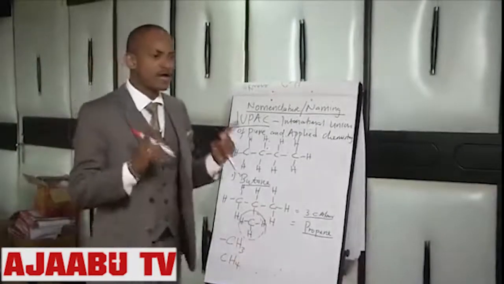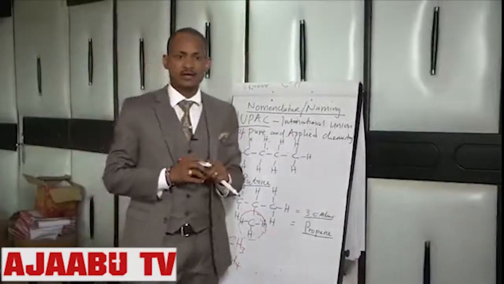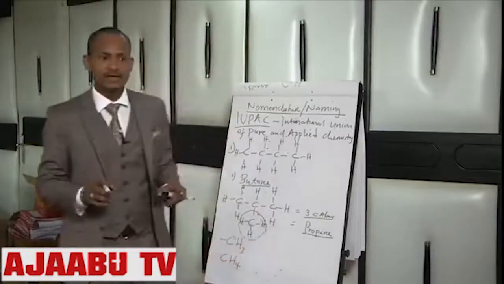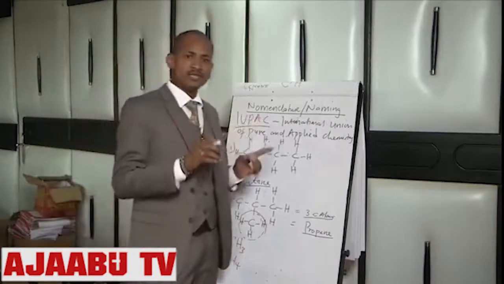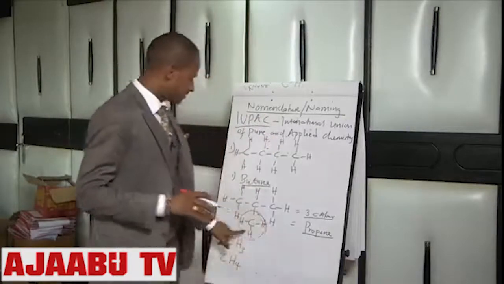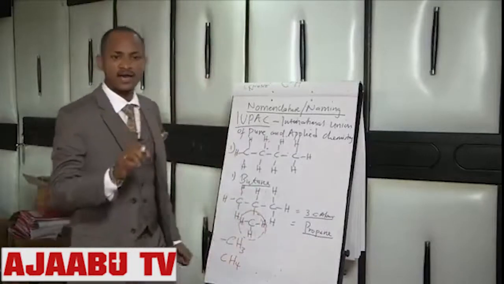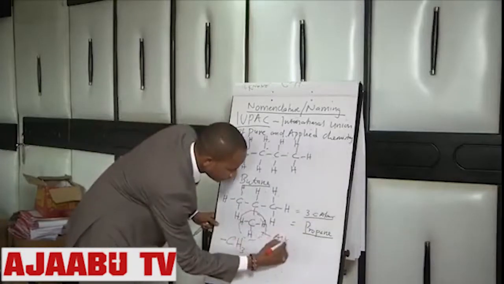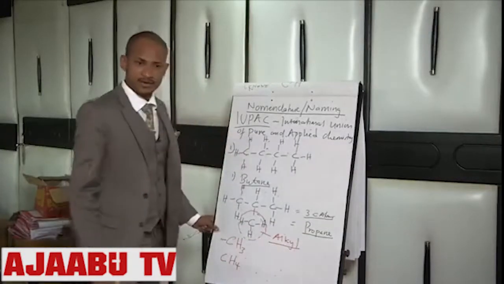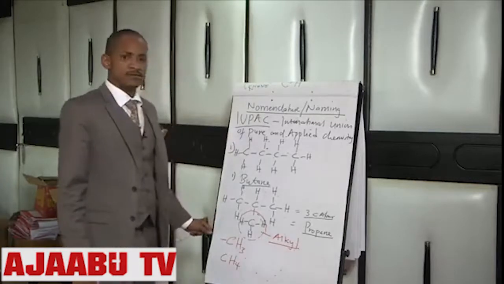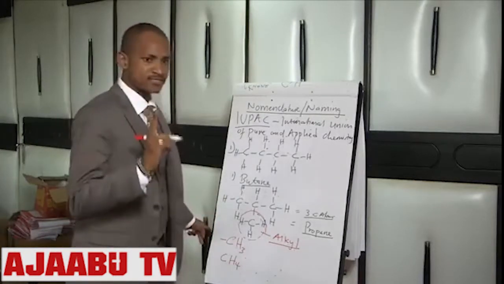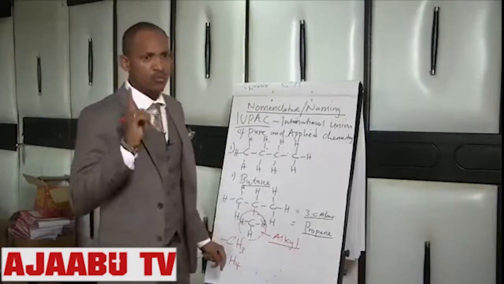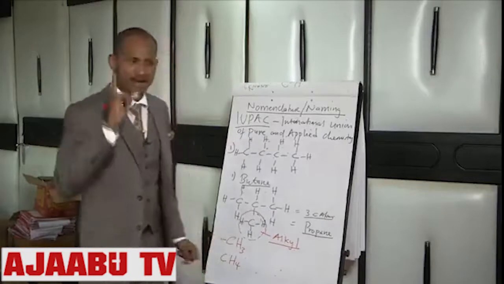Therefore, an organic compound, an alkane from here, an alkane with one hydrogen atom less in our situation is called an alkyl group. It is an alkyl group. An alkane with one hydrogen atom less is called an alkyl. Class, alkanes with one hydrogen atom less is called an alkyl.